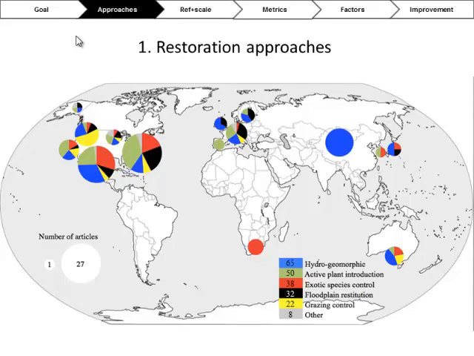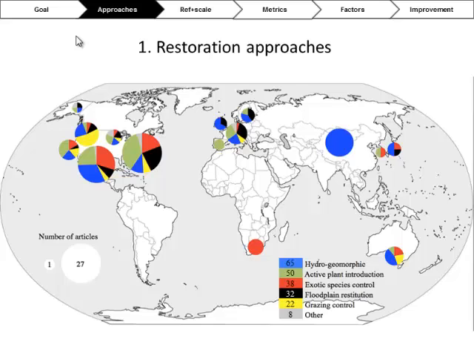So for the first point, restoration approaches, we found that all the projects that we reviewed in the world can be classified in five groups, well, six including other categories. The group with the highest number of articles was the hydrogeomorphic restoration. These are projects that can include, for example, dam operations or controlled flooding, reallocation of dikes, reprofiling of floodplains, etc.